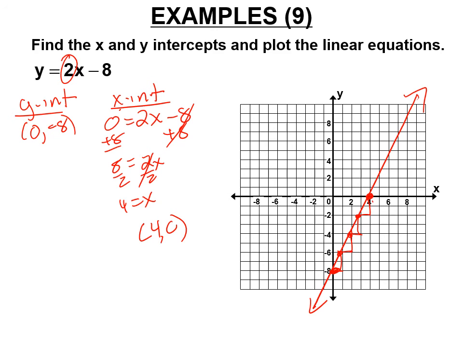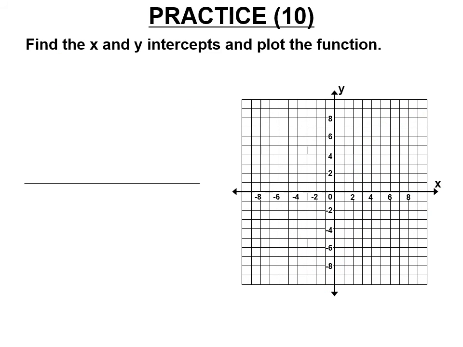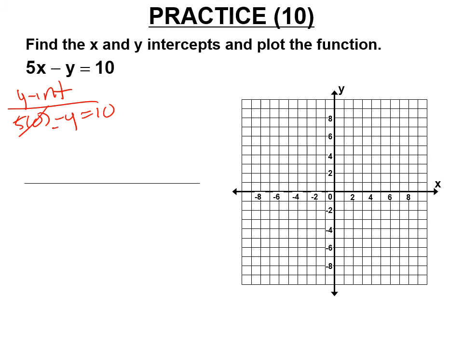Right? That linear function has a slope of 2. It has a y-intercept of 0, -8. It has an x-intercept of 4, 0. There's going to be questions on the test where you label all these things. This is the x-intercept, this is the y-intercept, and that has the slope. All right, practice. All right, divide both sides by -1 there.